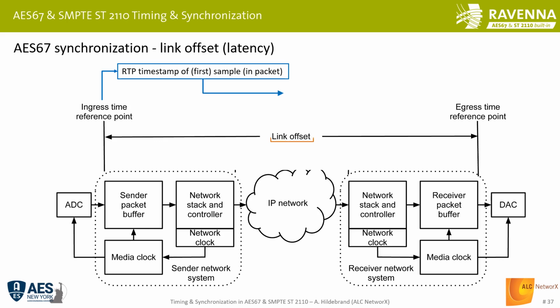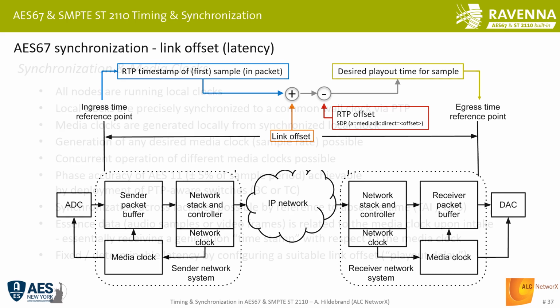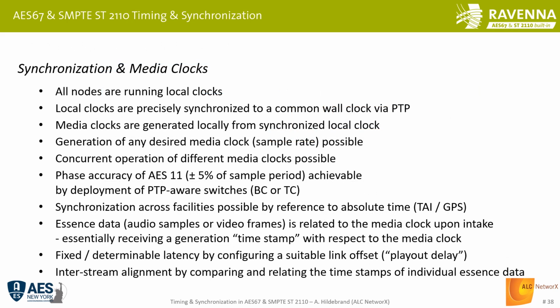And so the calculation is quite easy. We have the RTP timestamp, which marks the first sample in a packet, in media clock counter units. We add the desired or chosen link offset to it. We may eventually have to account for the random media offset in case of AES67; SMPTE makes it a bit easier, there's a 0 required here. And from that simple calculation, the receiver exactly knows what the desired play out time for this particular sample is.